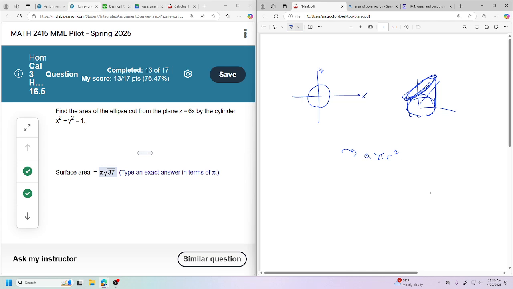Okay, so how do we do it? Surface area. I would say we have a surface area formula. I think it was the square root of fx squared plus fy squared plus 1 dA, like that. Okay, cool. So yeah, surface area.